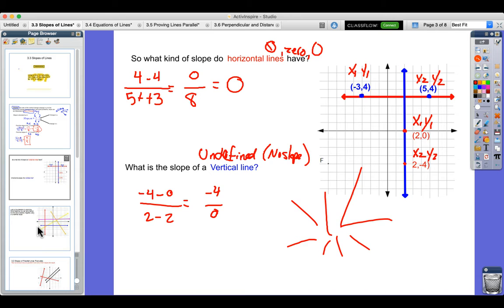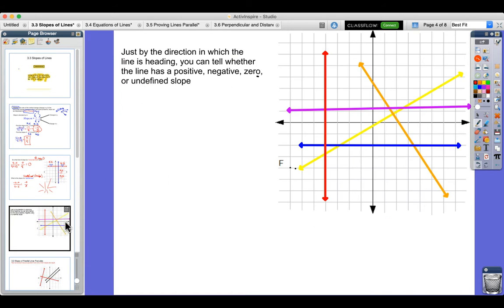All right, let's talk about slopes in general. How can you tell if a slope is positive, negative, 0, or undefined? It's all about the direction it heads. We read left to right, so we look at slope going from the left side to the right side. A positive slope goes in a positive direction, uphill. Positive y values. As you go from left to right, it's going uphill.